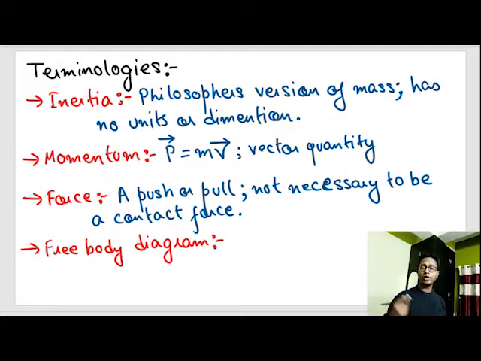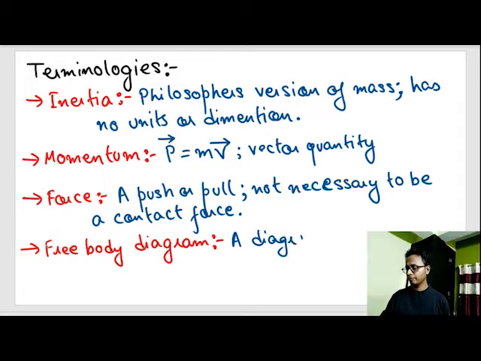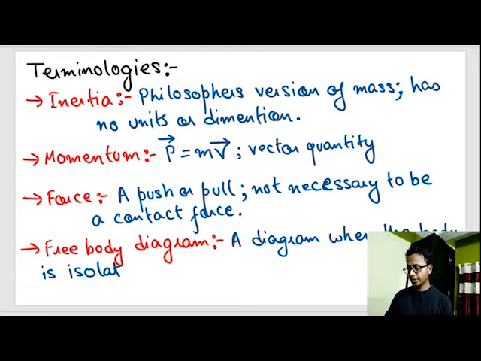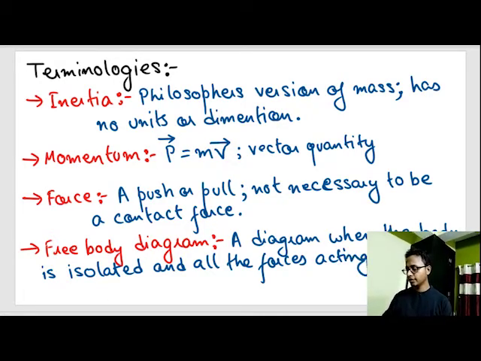A diagram where the body is isolated from the system and all the forces acting on the body are marked, are drawn. Okay, a diagram where the body is isolated, that means separated, isolated, and all the forces acting on the body. Remember this term, acting on the body, is drawn.